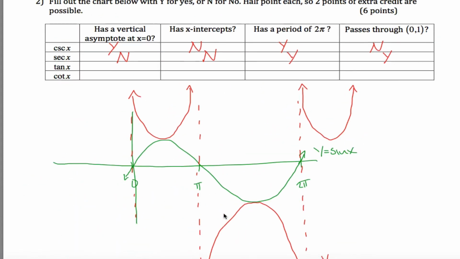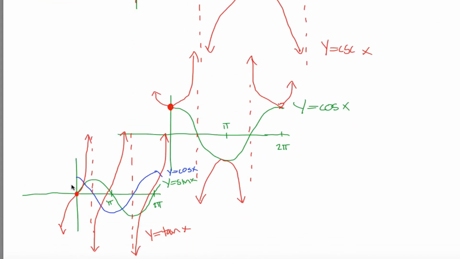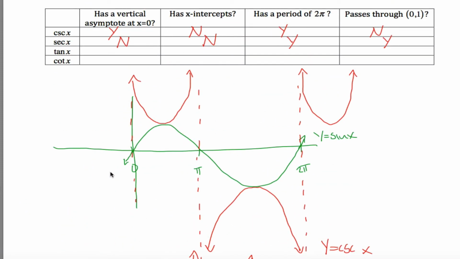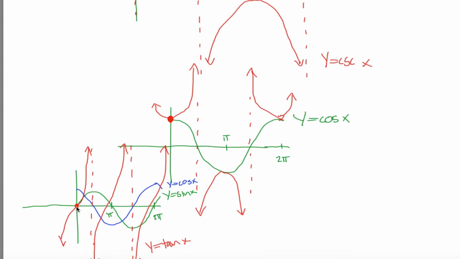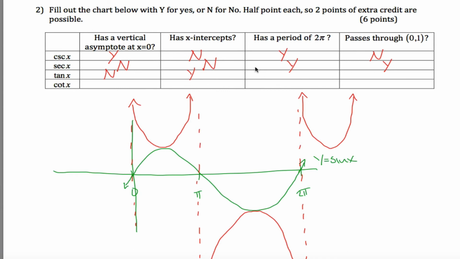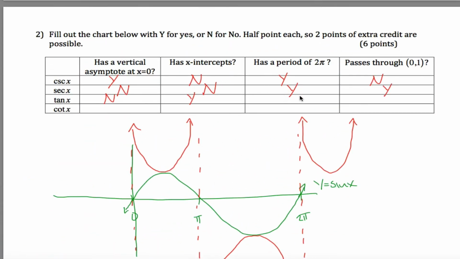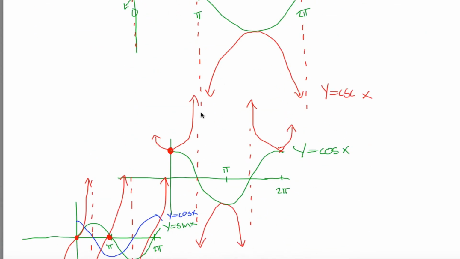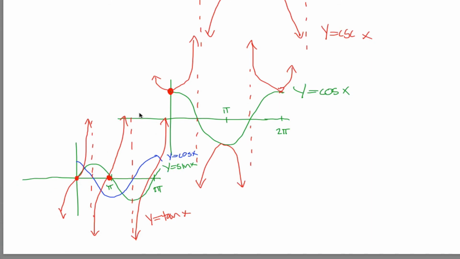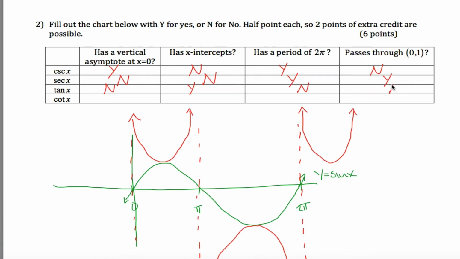And I can answer all the questions. First off, does it have a vertical asymptote at x equals 0? Nope. First vertical asymptote happens at pi over 2. First positive, I guess. So that's an n. Does it have x-intercepts? Sure does. Looks like it crosses the x-axis a bunch of times. So I'll put a y here. Has a period of 2 pi? No, it actually has a period of 1 pi. This thing repeats every 1 pi, as you can see from the picture. So this would be an n. And passes through 0, 1? See, what's the height? No, it passes through 0, 0. So it can't pass through 0, 1. So that would be an n right there.